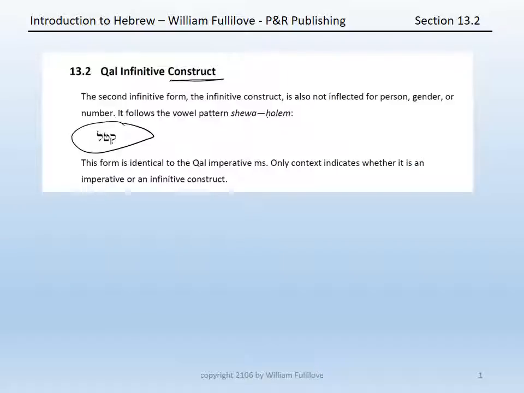Note carefully that the Qal infinitive construct kutol is identical to the Qal imperative masculine singular form. Only the context in which the form is used will let you know whether you are reading an imperative or an infinitive construct.